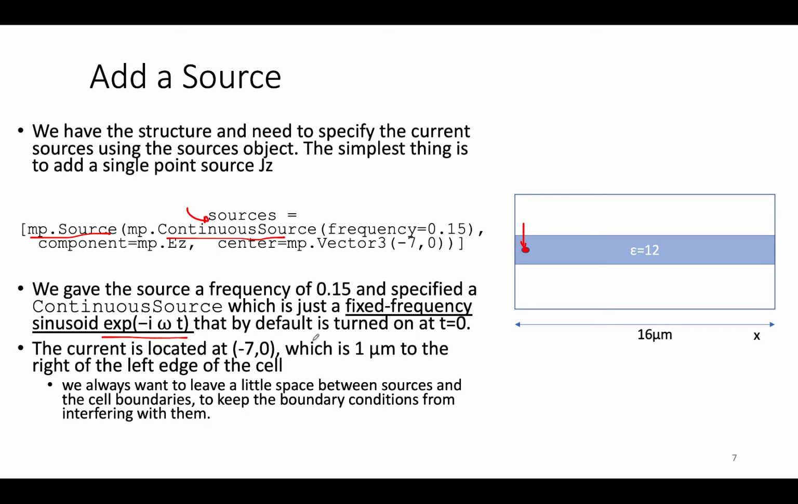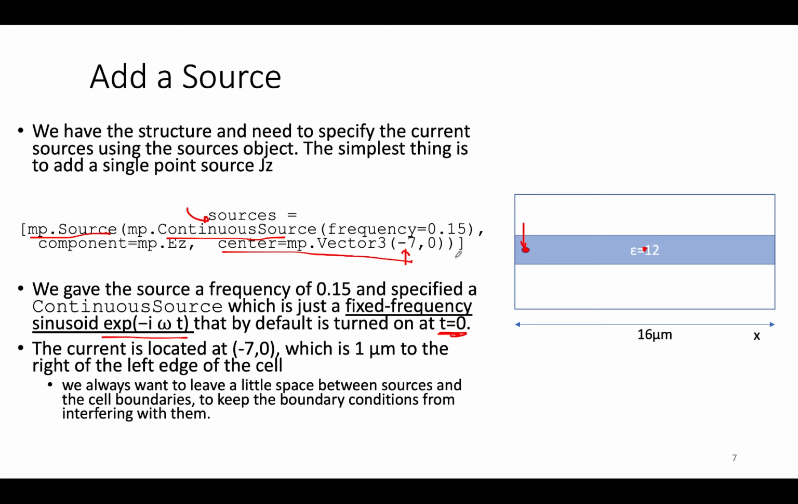And when this source is turned on, we could specify it. If we don't specify anything, by default, the source starts at t equal to 0, so it starts at the beginning of the simulation. We also specify the location of our source using center, mp.Vector3, and then we provide the location. So it's going to be -7. Remember that 0, 0 is here, and then this is 16, and so this is going to be the position of our source in the x direction, and then it's going to be 0 in the y direction.